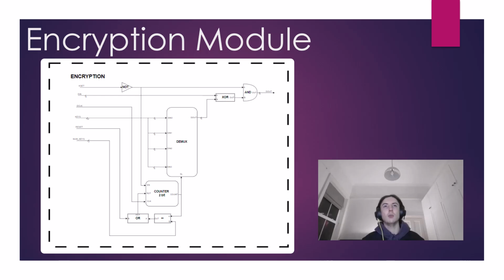This produces an output which is then ANDed with our kset signal, which acts as an enable signal, with kset equal to 0 allowing this operation to take place. So if kset is 1, then our output will always be 0, and if kset is 0, then our output will be the result of the actual encryption. So then on top of that, we've got reset coming in to reset our counter.